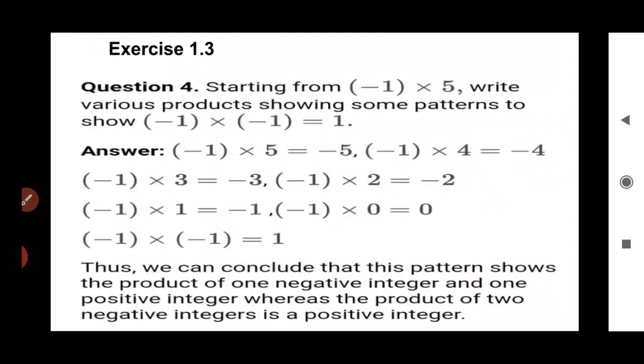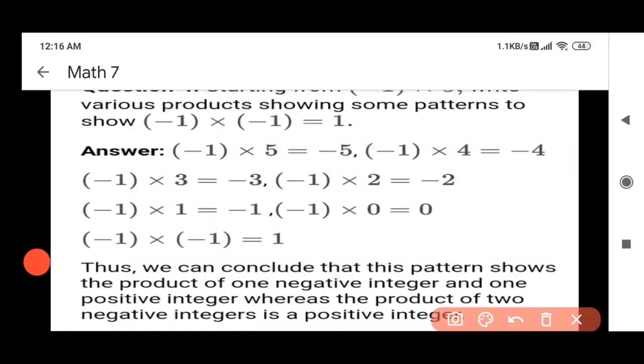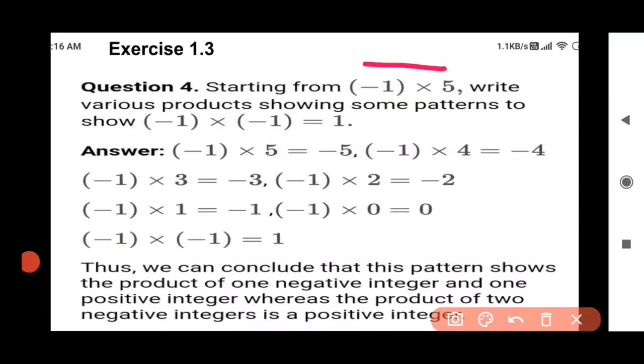Exercise 1.3. Question number 4. Starting from minus 1 into 5, write the various products showing some pattern to show minus 1 into minus 1 equal to 1. So starting from minus 1 into 5 up to minus 1 into minus 1. Answer. Minus 1 into 5 equal to minus 5. Minus 1 into 4 equal to minus 4. Minus 1 into 3, minus 3. Minus 1 into 2, minus 2. Minus 1 into 1, minus 1. Minus 1 into 0, 0. Minus 1 into minus 1 is 1.